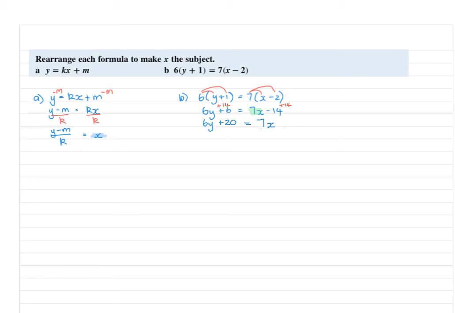7x means 7 times x, so divide both sides by 7 to find out the value of x, which means x is equal to 6y plus 20 over 7. Another way of writing this fraction is actually 6y over 7 plus 20 over 7 is equal to x. It's not really necessary in this case to take this fraction and split it up into two separate fractions, but sometimes it's useful to be able to see that the variable with y has got a coefficient 6 over 7 and the constant is 20 over 7.